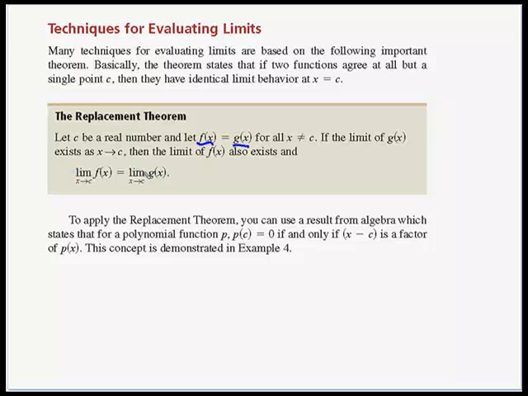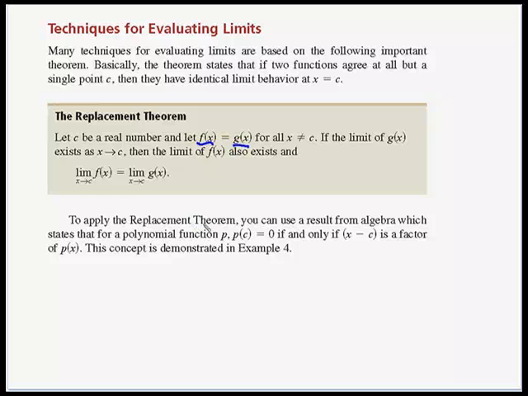Now this might be kind of confusing. When we do a problem or two, and we especially talk about the graph of it, this will make a lot more sense. But in a nutshell, we have two functions that are identical except at one point. And then if the good function has a limit at that point, then the other function is also going to have that exact same limit at that exact same point.